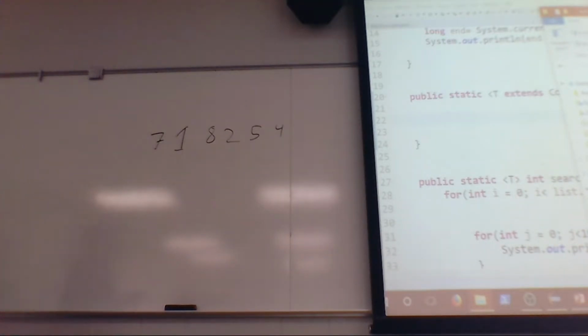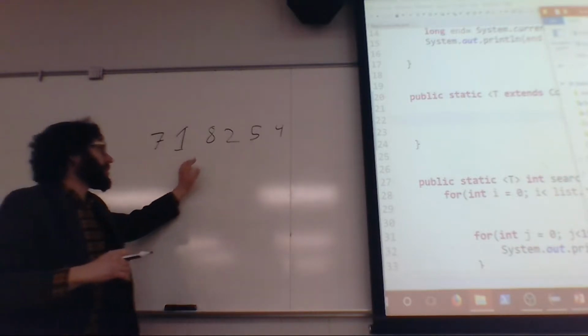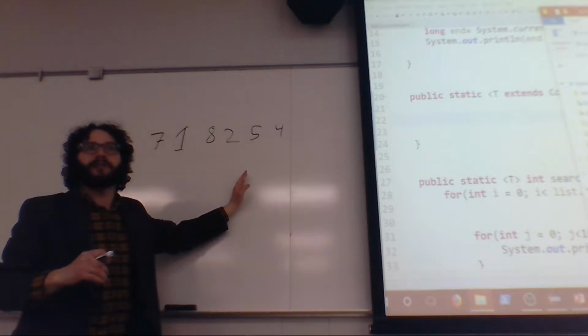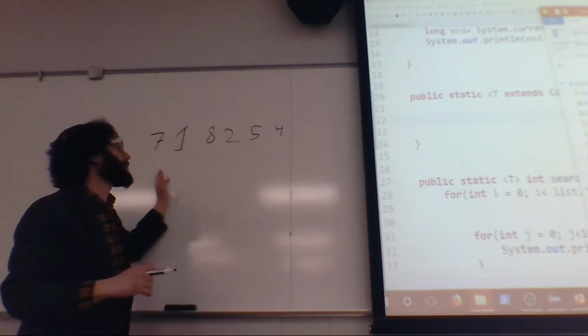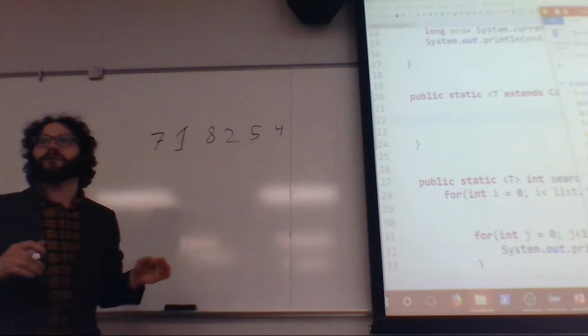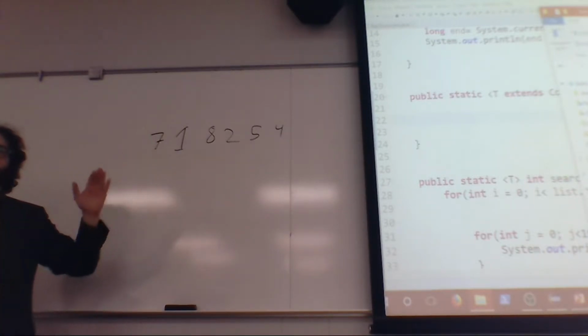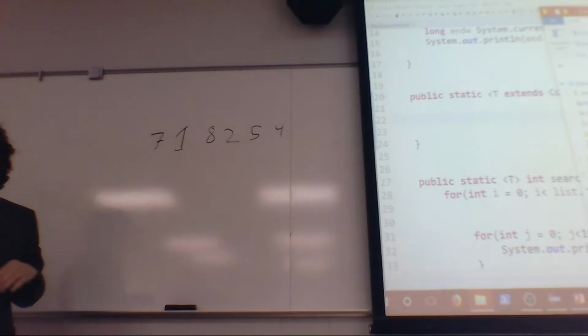Now, the way bubble sort works, it's named so because as we run this algorithm, the bigger number, the 8, will bubble to the top, and then the 7 will bubble up to the second highest spot, and then the 5 will bubble up to the third highest spot, and so on and so forth. Each iteration of the algorithm, the biggest unsorted number is going to bubble to the top.